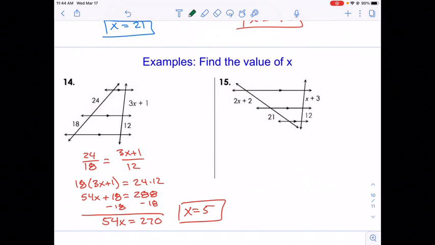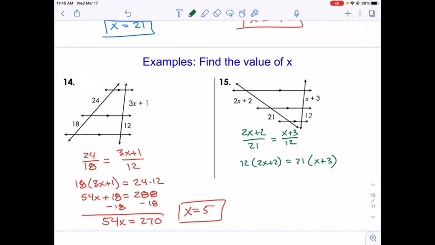All right, let's look at our last one here. So we're going to take our setup here, we're going to have 2x plus 2 over 21 is equal to x plus 3 over 12. Cross multiply, we get 21, or excuse me, let's do the other one first. We'll go 12 times 2x plus 2 equal to 21, reverse that, times x plus 3.